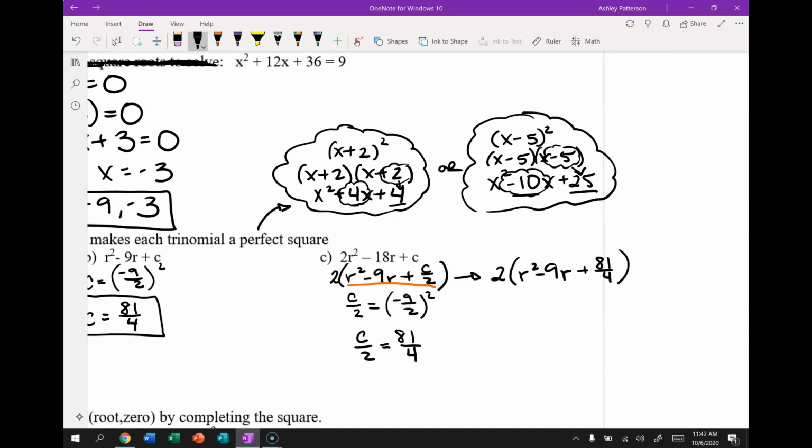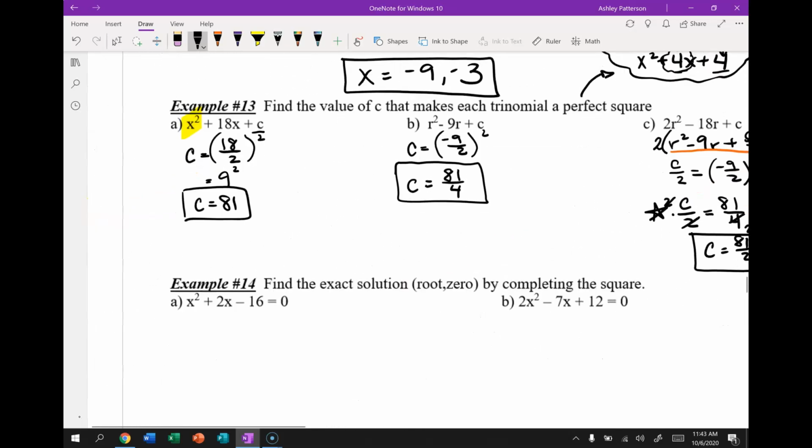So if I substitute in 81/4 into that expression, how would I get back to c? Yes, we would just distribute the 2. Or if we go back here, we could multiply both sides by 2, which is ultimately the distribution, and we would find that c is 81/2. We are creating our perfect square trinomials. It's pretty cool, mathematically, I think.